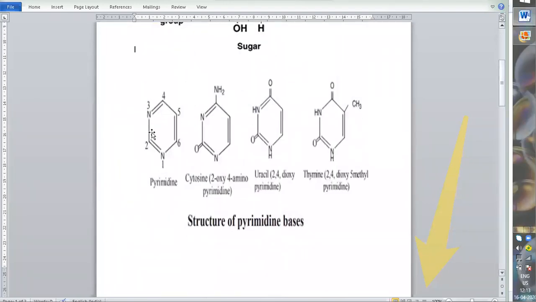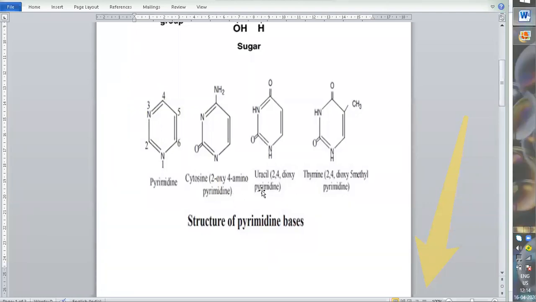So this is the basic structure of pyrimidine. The numbering starts from here: 1, 2, 3, 4, 5, 6. Two nitrogen atoms are present here, and these are the examples of pyrimidine: cytosine, uracil, and thymine. Cytosine has an amine group at the fourth position and an oxygen group at the second position, so it is 2-oxy 4-amino pyrimidine.